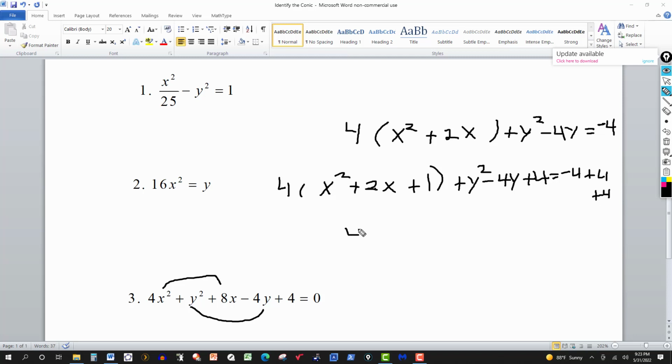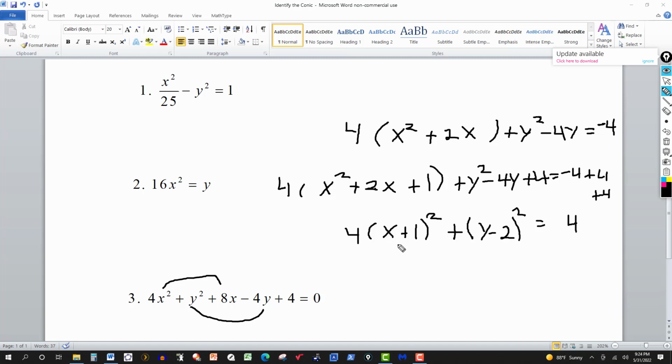So now this is a perfect square: x squared plus 2x plus 1 becomes x plus 1 times x plus 1, or x plus 1 squared. And then y squared minus 4y plus 4, now that's a perfect square. The factors are y minus 2 times y minus 2, or y minus 2 squared. And that's equal to 4. Minus 4 and 4 cancel, leaves me with a 4.